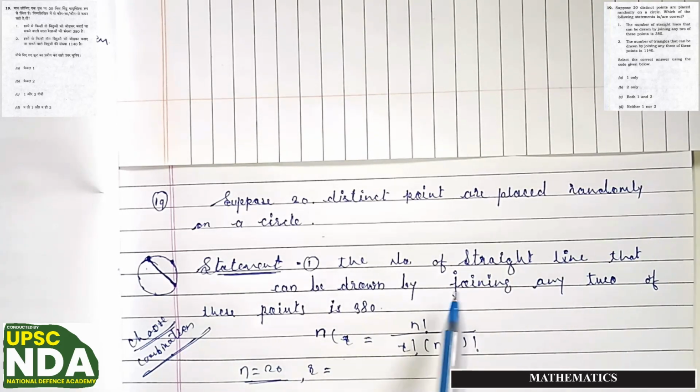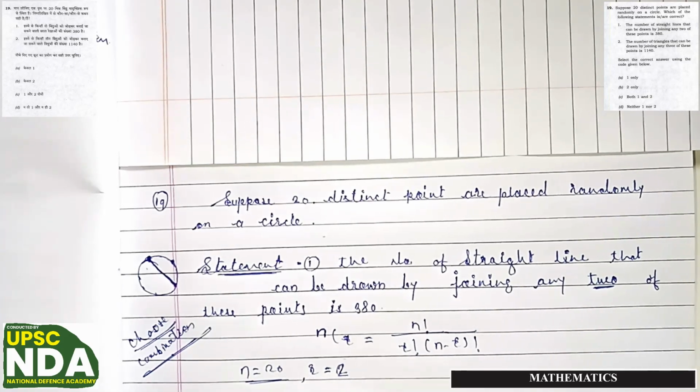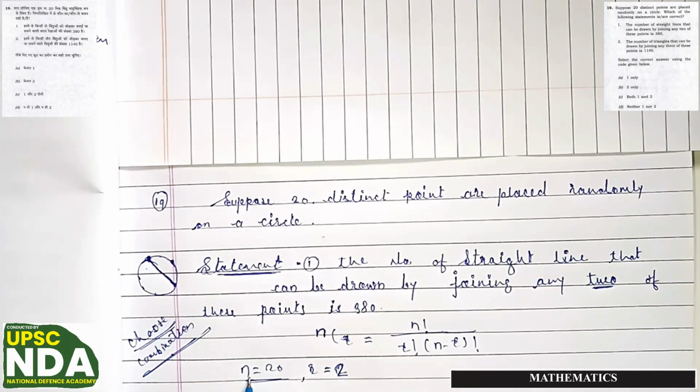How many points do we have to select? The statement is the number of straight lines that can be drawn by joining any 2 points. So only 2 points. I have a total of 20 points, and within that I have to select 2 points. After joining these 2 points, can we get 380 straight lines? Let us find out, can we get 380 or some other? So we have to find nCr, that means 20C2.